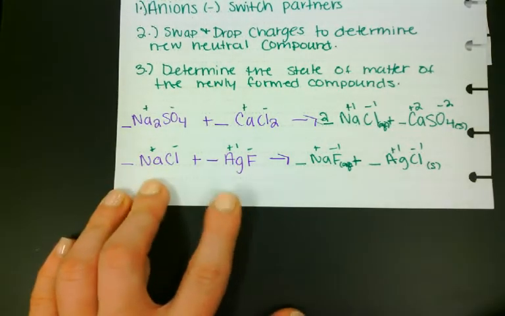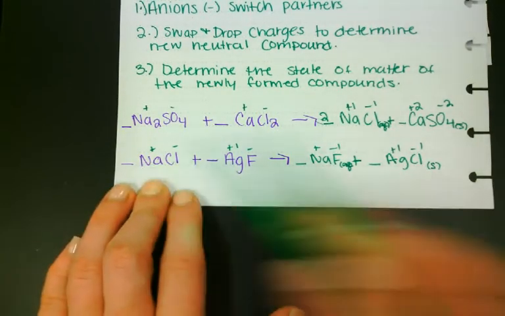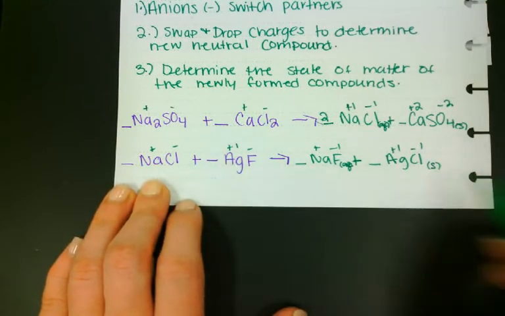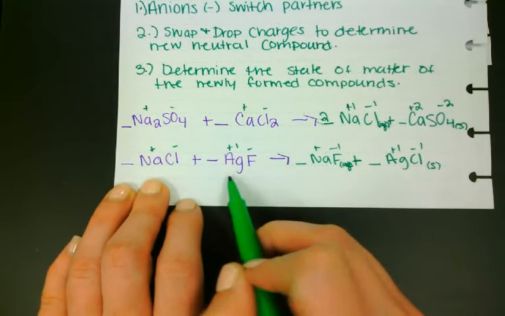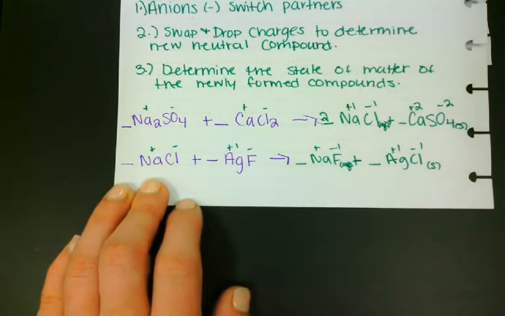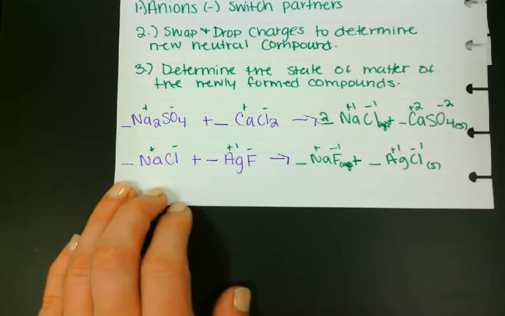Now I check for balancing of the equation. I have one sodium here and one sodium here. I have one chlorine here and one chlorine here. I have one silver here and one silver here. One fluorine here and one fluorine here. So my equation is balanced.